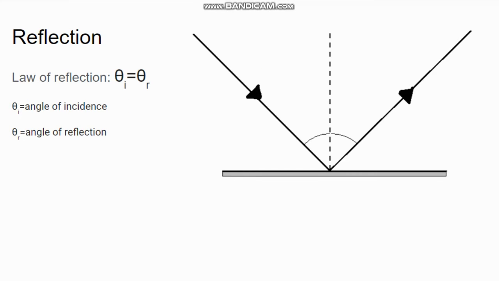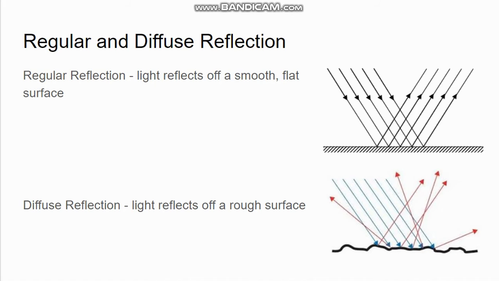So reflection is when light bounces off a surface. And the law of reflection is that theta I equals theta R, where theta I is the angle of incidence and theta R is the angle of reflection. So in this diagram, that would be theta I, which is the angle of incidence, because light is coming in from there, and that would be theta R, which is the angle of reflection, and those two should be equal, and this is for flat surfaces.